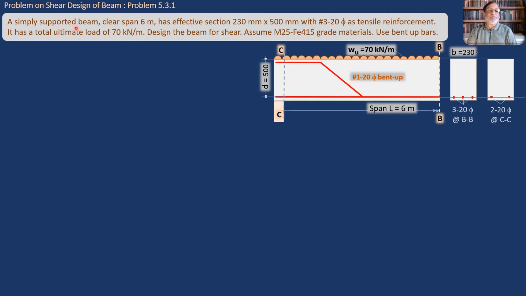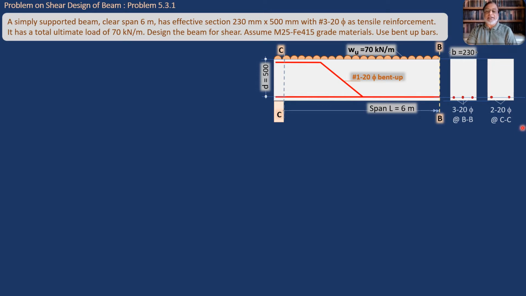A simply supported beam, clear span 6 meters, has effective section of 230 mm by 500 mm with 3 bars of 20 mm diameter as tensile reinforcement. It has a total ultimate load of 70 kN per meter. Design the beam for shear. Assume M25 Fe415 grade materials. Use bent up bars. So this is the statement of the problem.